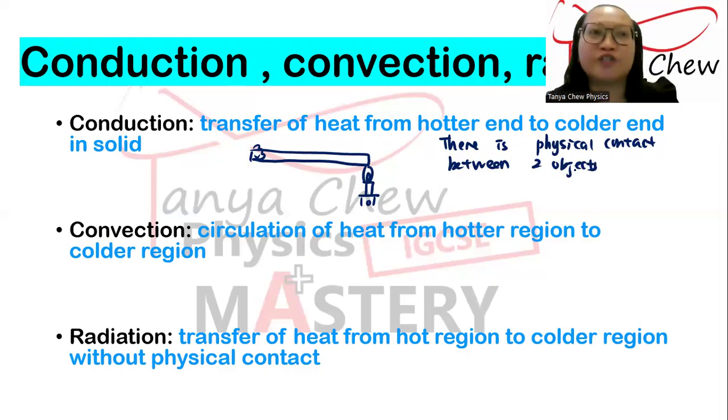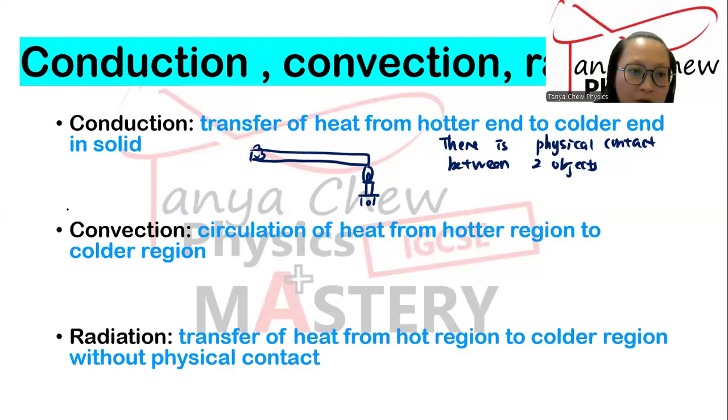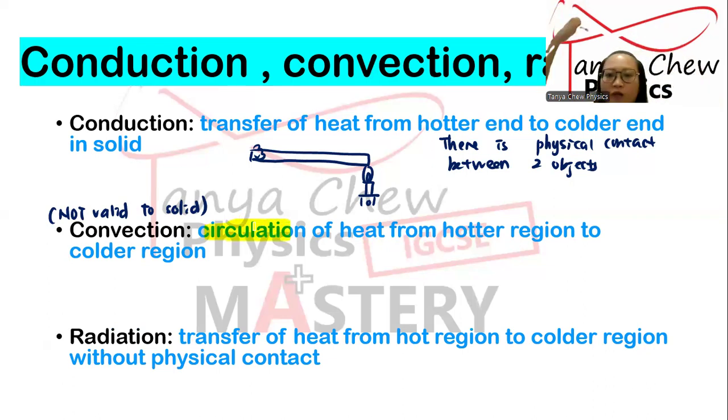Convection, on the other hand, is not valid for solids. Remember why? Because convection is the circulation of heat from the hotter region to the colder region. So the particles must move in order for the heat to be circulated. Right? So, about convection a little bit.